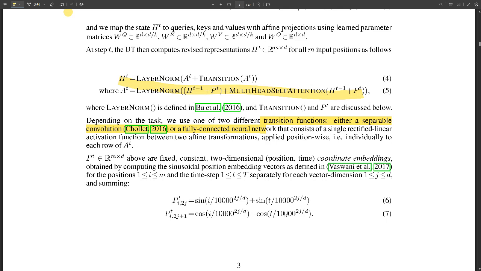Yes, but the UT applies this fully connected layer independently to each element in the sequence. So it's able to really give each element a unique and personalized analysis in the context of the whole sequence. So both are neural network layers, but they have different strengths and weaknesses. The convolution is great for efficiency, and the fully connected layer is great for nuance. And the UT chooses which one to use depending on the specific requirements of the task. Now, with that clarification about transition functions, let's pivot back to translation.